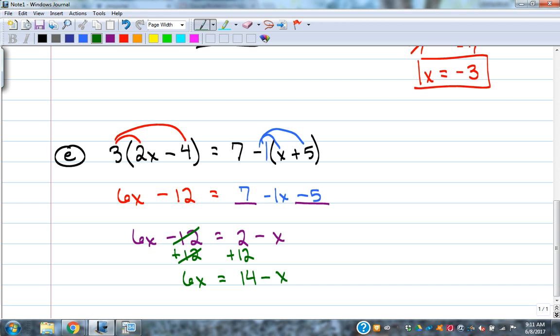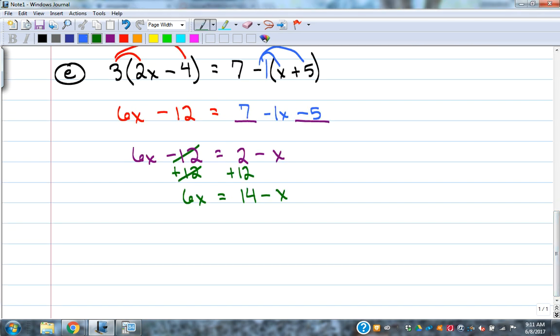Or as Ms. King was saying, you could have -x plus 14 there if you wanted to. It'd be the same thing. And then, how would we get that x over there with the 6x? Yeah, very good. Add 1x. And that's going to give us 7x equals 14. One last step. And x is equal to 2.